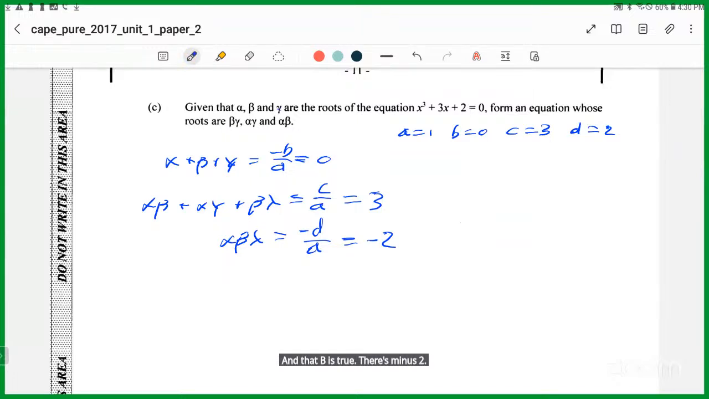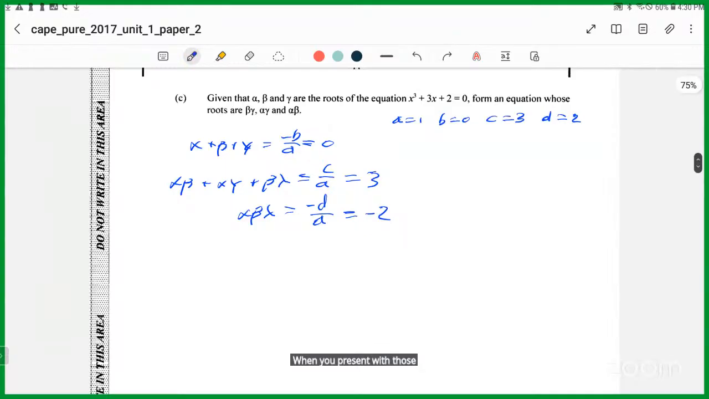We need the equation with these roots now, an equation with those three roots, right? So if I form a new equation with roots.